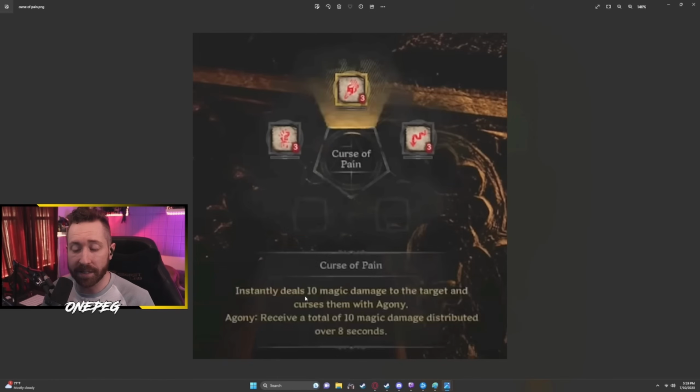Second is Curse of Pain. Instantly deals 10 magic damage to the target and curses them with Agony. Agony says receive a total of 10 magic damage distributed over 8 seconds. So over the next 8 seconds, they take a small, slow dot.